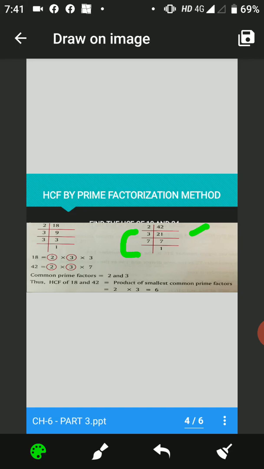Now see the common prime factors. Both have 2. Clear? Both have 3 common. So we write the common prime factors are 2 and 3. Now when we find the highest common factor, what do we do? We have to multiply the common prime factors, that is 2 into 3. So the answer will come 6. Clear?